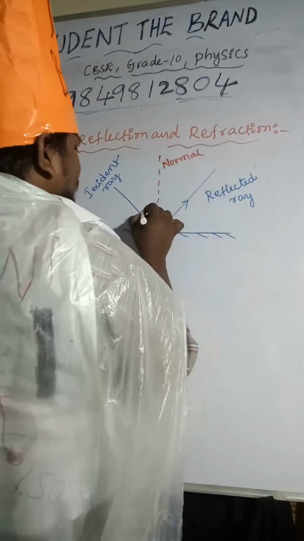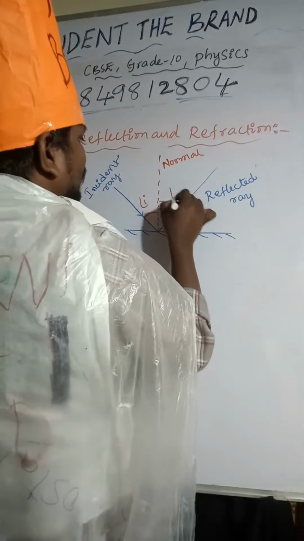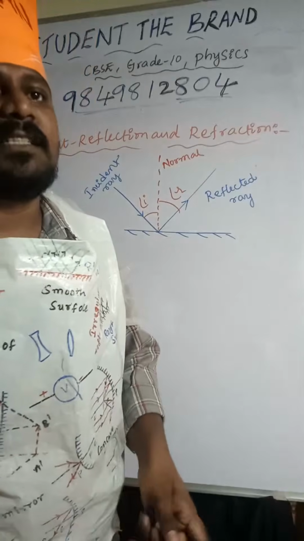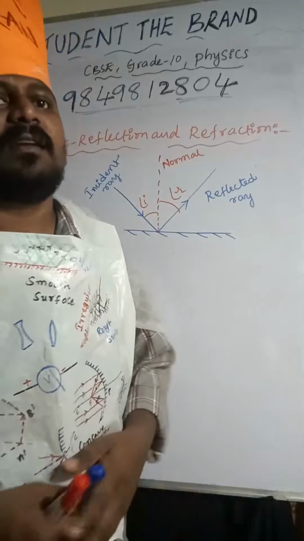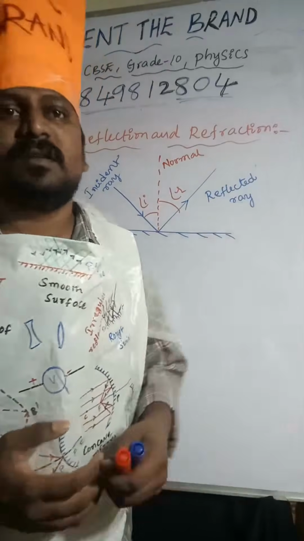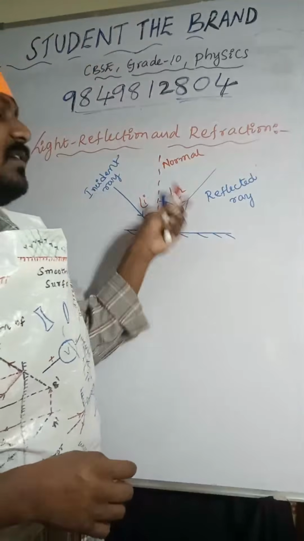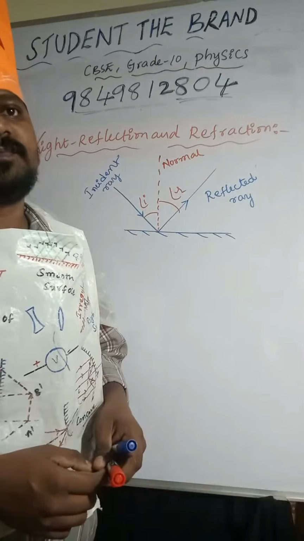The angle between the incident ray and the normal line is called the angle of incidence. The angle between the reflected ray and the normal line is called the angle of reflection. Simply, the bouncing back of light from the reflecting surface is called reflection of light. So: incident ray, reflected ray, normal.